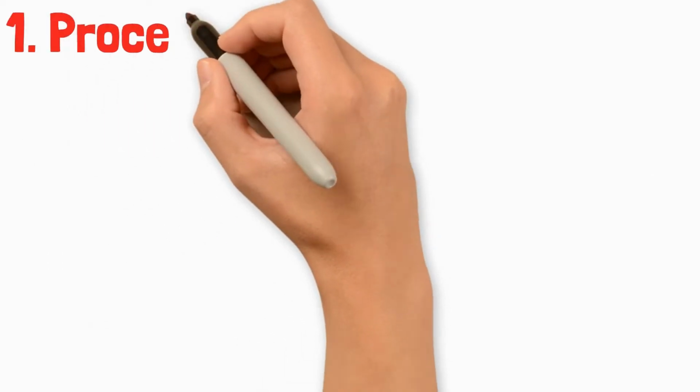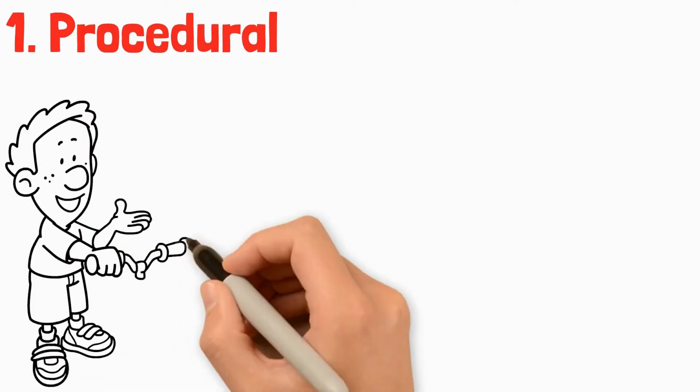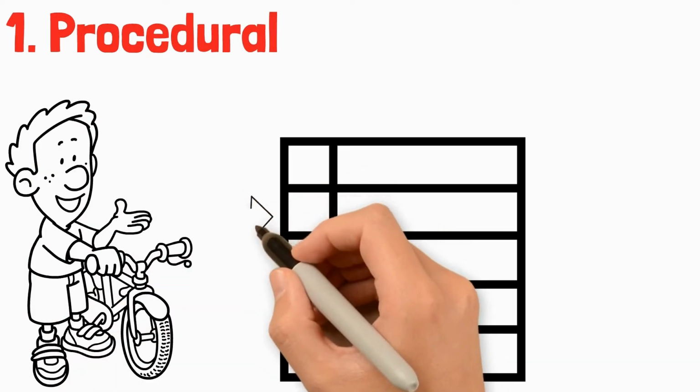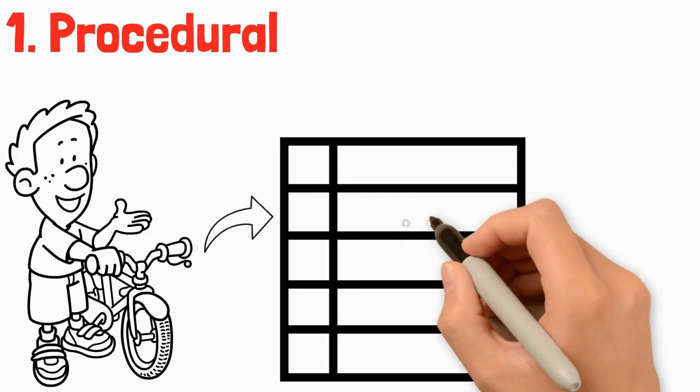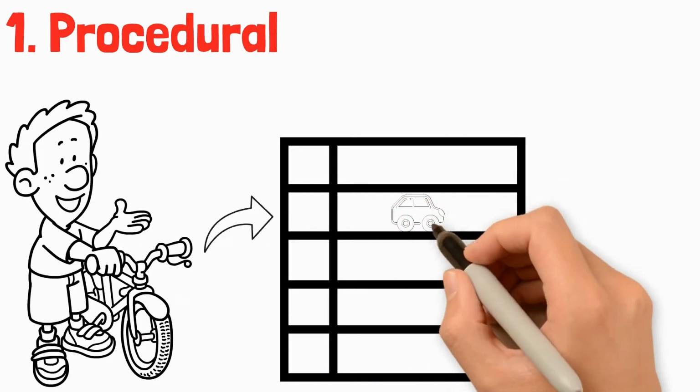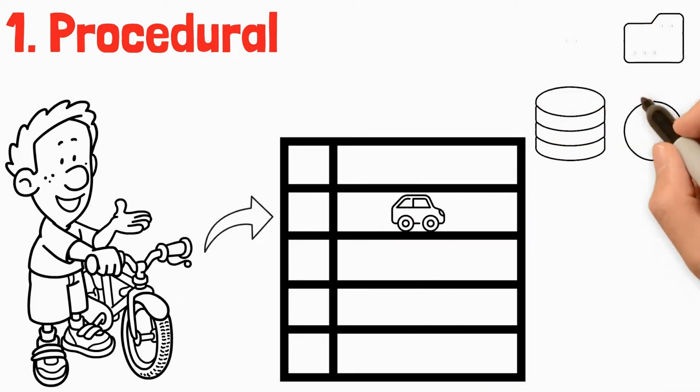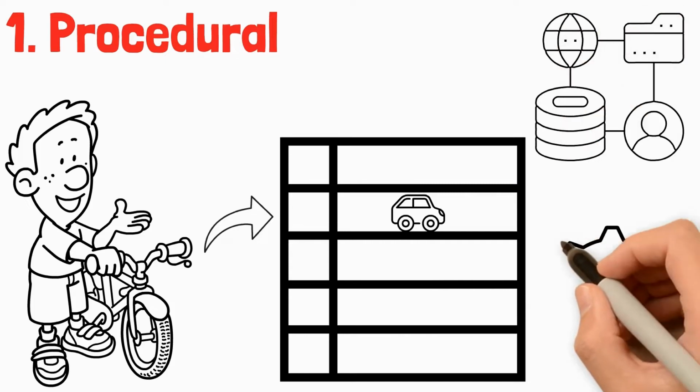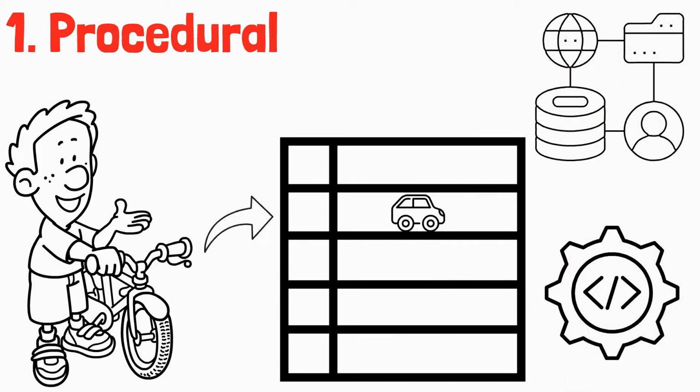1. Procedural. This is like telling someone exactly how to find a toy. For example, go to the second shelf, move the puzzle box, and behind it is the toy car, which means the database requires a user to specify what data are needed and how to get those data.